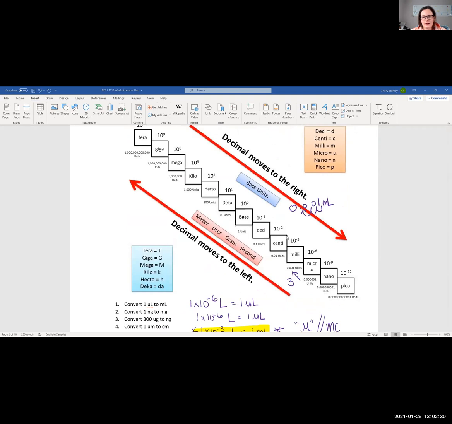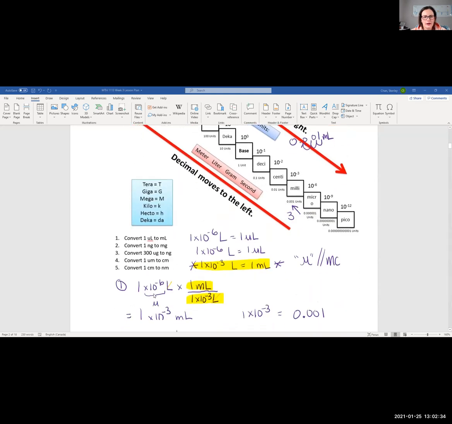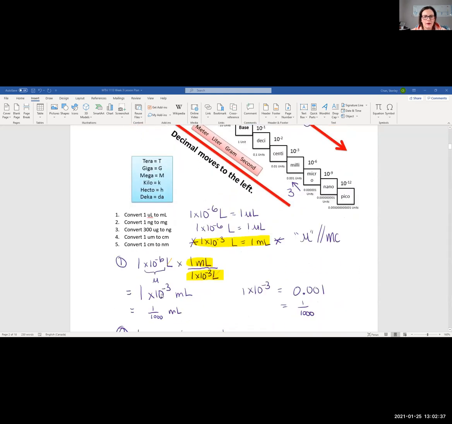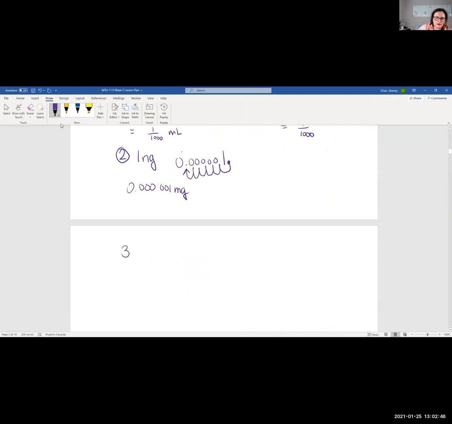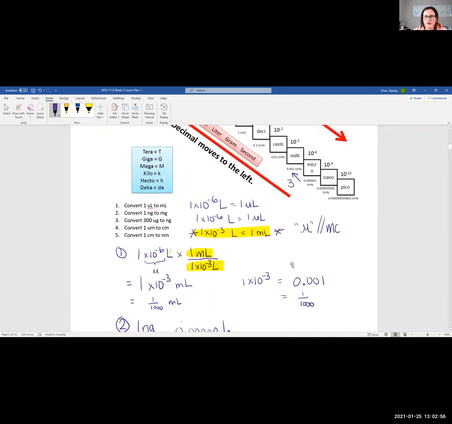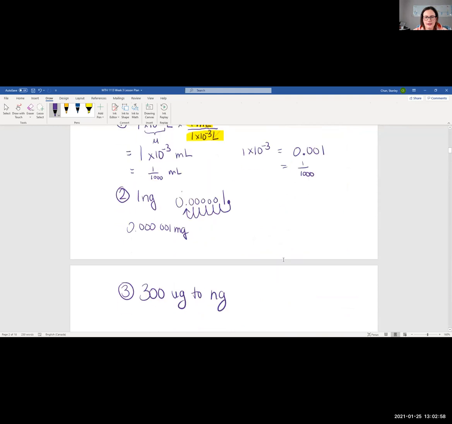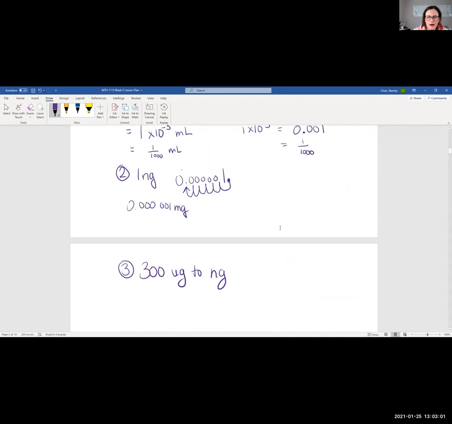Yeah, so Sandy's saying three spots to the right. That's correct. So if we're converting micro to nano, we're converting 300 micrograms to nanograms. And then this decimal place is going to be moved 3 spots to the right. How many nanograms are we administering to the patient?